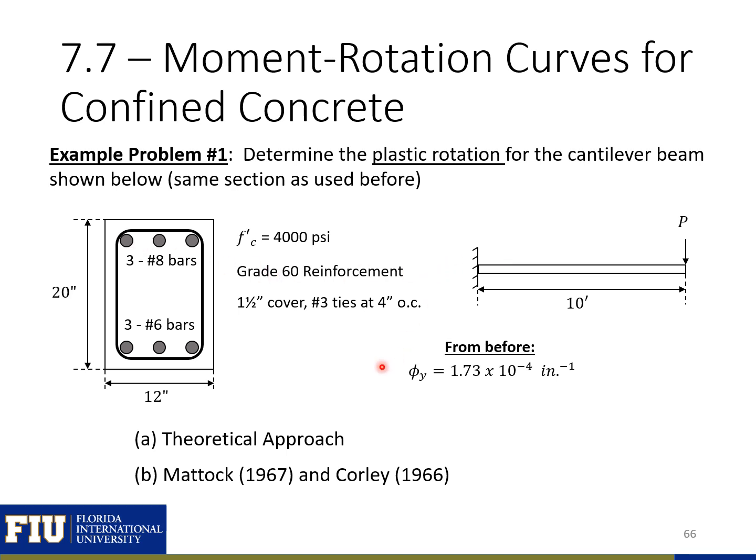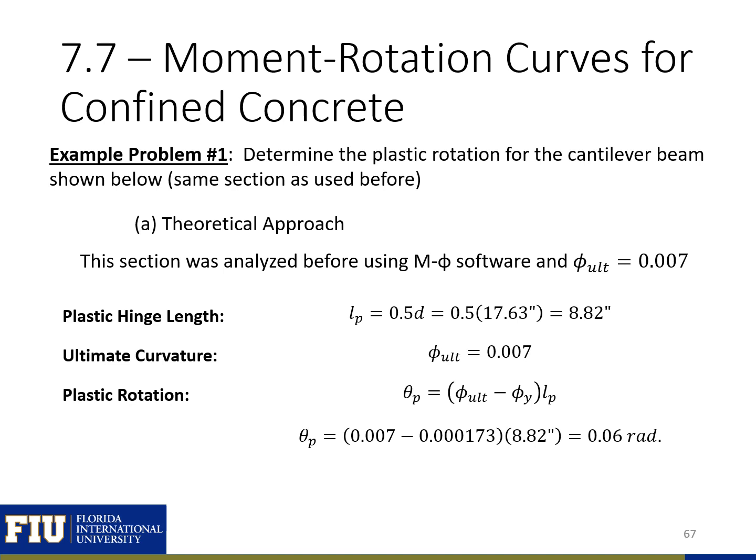From before, we saw that our yield curvature is equal to 1.73 times 10 to the negative 4th radians per inch. We're going to use both a theoretical approach, and then we're going to use the equations and procedure developed by Mattock and Corley. This section was analyzed before using moment curvature software, and we found that the ultimate curvature is equal to 0.007.